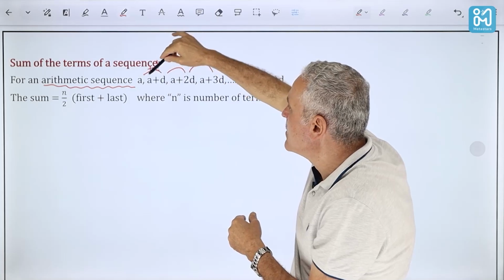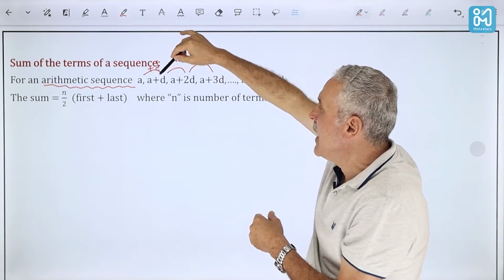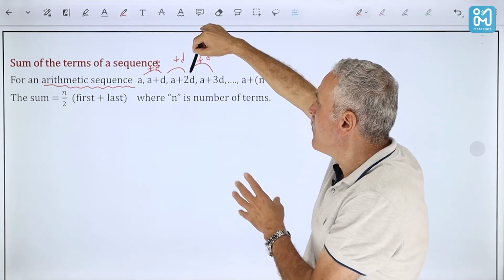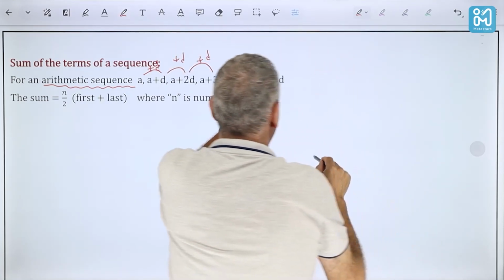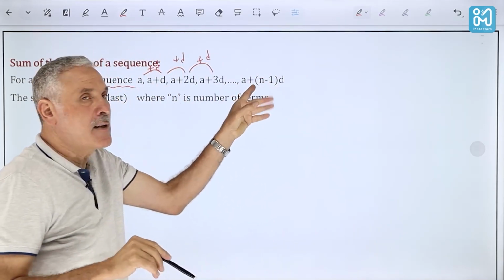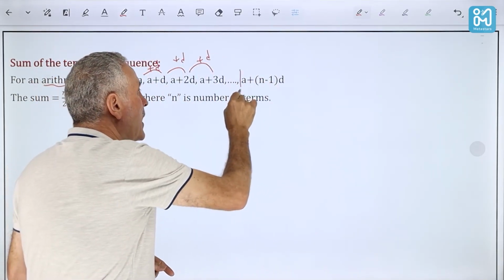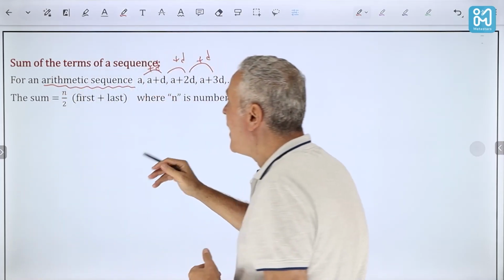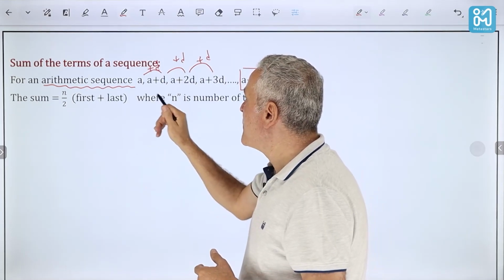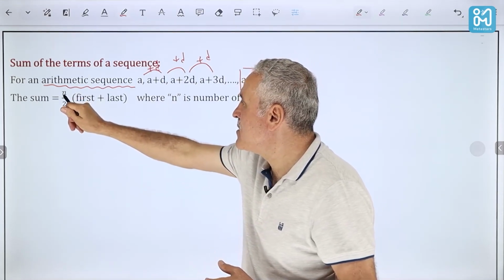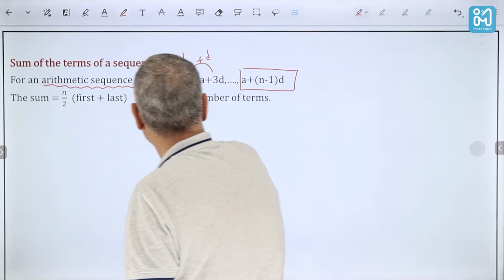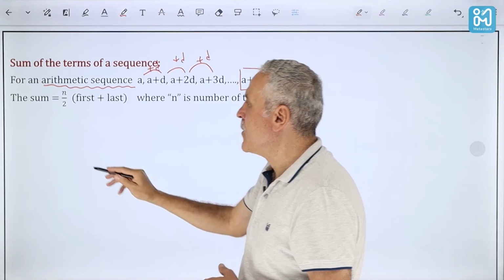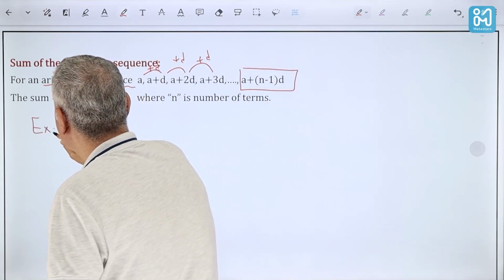N equals 1, so the coefficient of D is 0. N equals 2, the coefficient of D is 1. N equals 3, the coefficient of D is 2. N equals N, so the coefficient of D is N minus 1. And that's how we came up with this formula that I gave you earlier. Now, the sum of any arithmetic sequence is N, the number of terms, over 2, times first plus last term. Let's take an example.